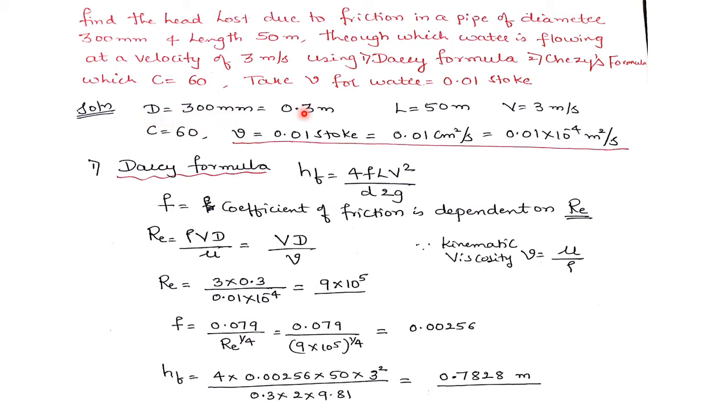D is 300 mm, so it is 0.3 meter, we have converted in meter. Length is 50 meter, velocity is 3 meters per second, which is given. Sedge's constant he has given. This kinematic viscosity he has given in terms of Stoke. So one Stoke is nothing but square centimeters per second. So this Stoke we have converted into SI unit, it is meter square per second, that is 0.01 into 10 to the power minus 4 meter square per second. This Stoke we have written in SI unit.